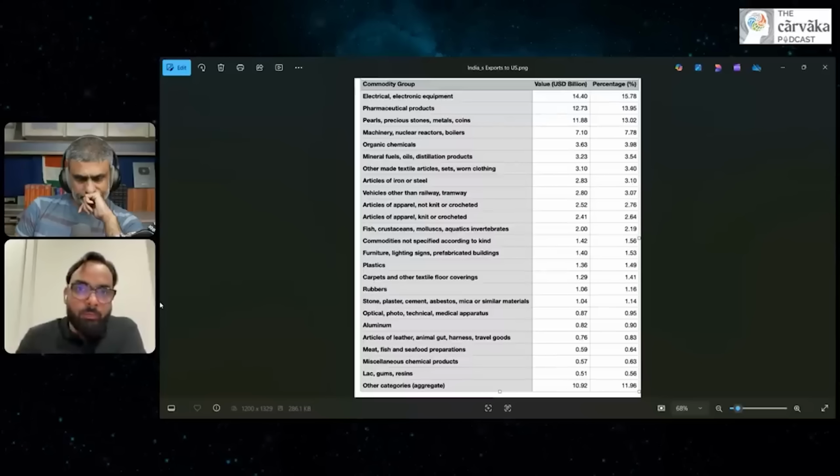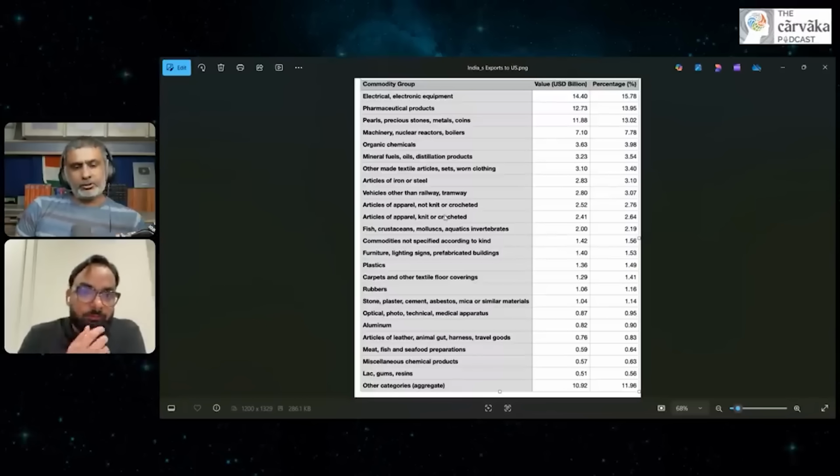Because electronic equipment, why would he tariff Apple's smartphones being produced in India if we have a trade deal? Metals, coins, jewelry, again, a very thriving industry in the US. Textiles is a separate section, but that's not big in terms of value or volume. But either way, significant.